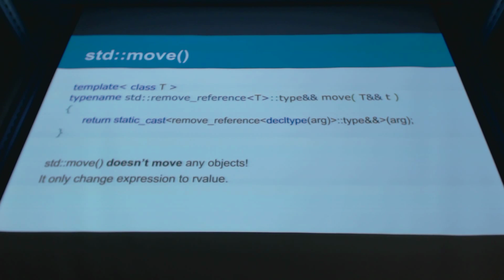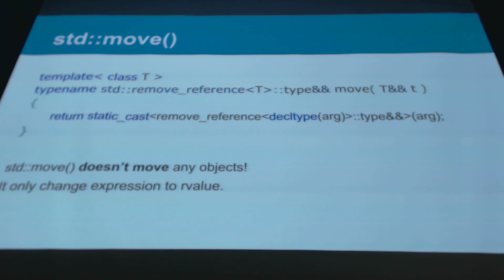So what does std::move do? It turns out that it doesn't move anything. It says that it moves, but that's only the name. All it does is take the expression and change it to an Rvalue. As you can see, it's just a static cast. And what is very suspicious here is, does anyone see anything suspicious in the definition of std::move?